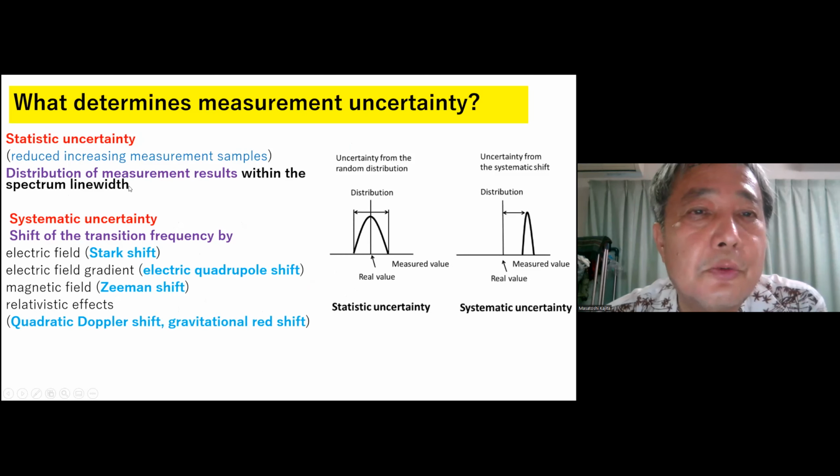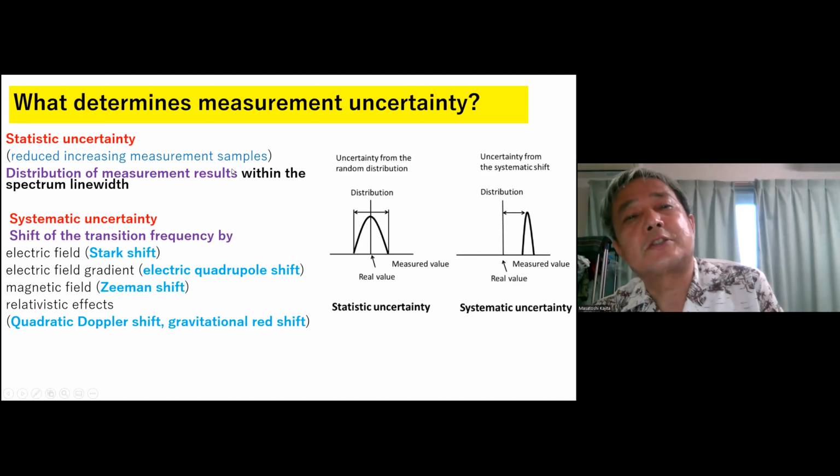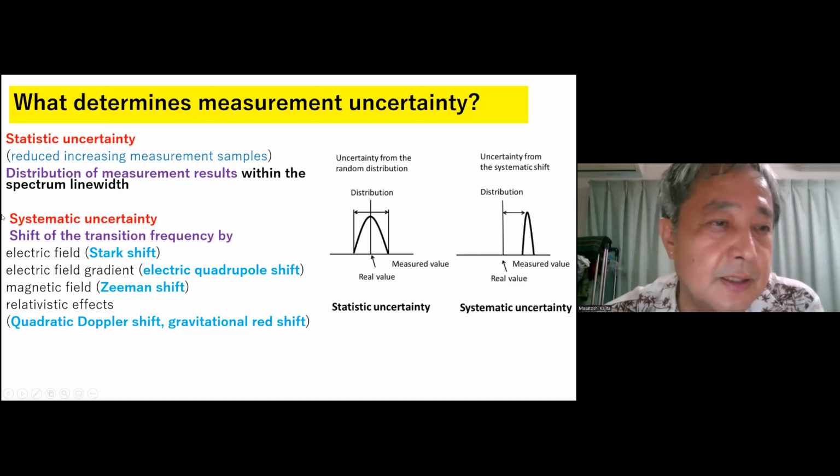So I want to discuss what determines measurement uncertainty. There are two kinds of uncertainties. One is statistical uncertainty. It is because all transition spectra have a certain spectrum line width, and the measurement results distribute randomly within the spectrum line width. So just by averaging, we can determine the real value, and the statistical uncertainty is reduced by increasing measurement samples. So I won't discuss this uncertainty in detail.